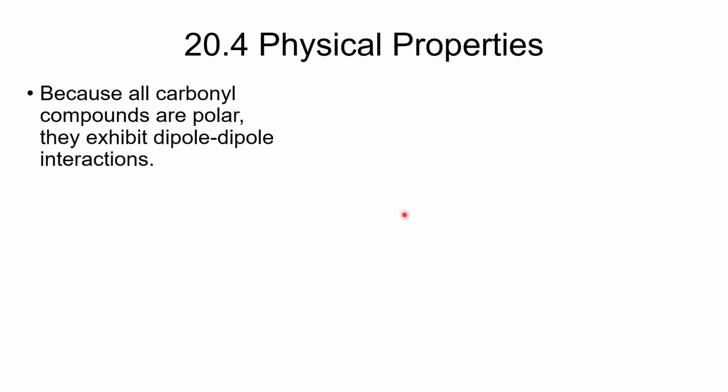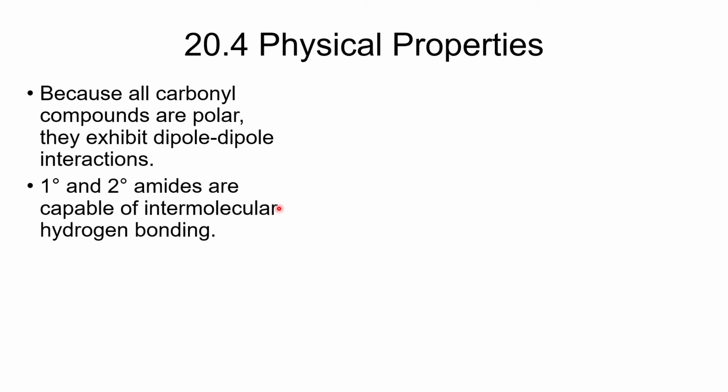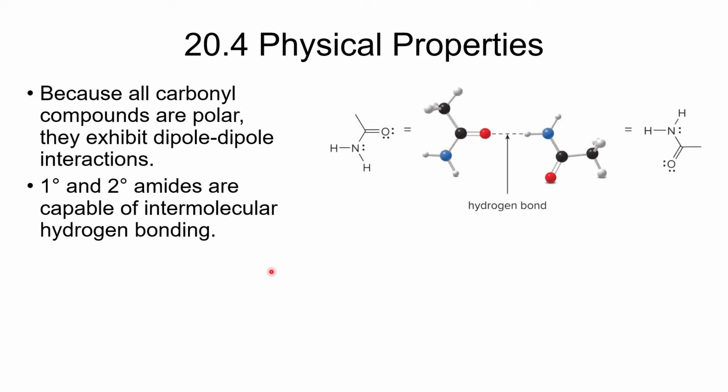So next, let's look at some physical properties. The physical properties for these are going to vary quite a bit, but they're all going to contain dipoles because they all have carbonyls in them. They're all going to have polar interactions. The ones that are going to be substantially different are going to be the primary and secondary amides. Those primary and secondary amides are capable of intermolecular hydrogen bonding, similar to what we saw with carboxylic acids. Now, with carboxylic acids, the hydrogen bonding was pretty strong.